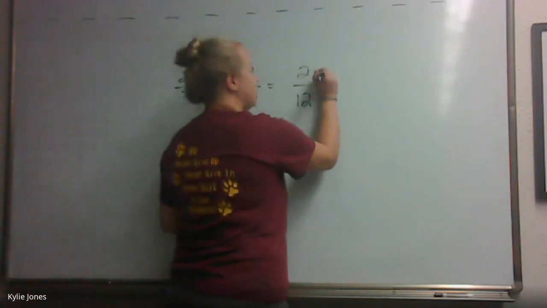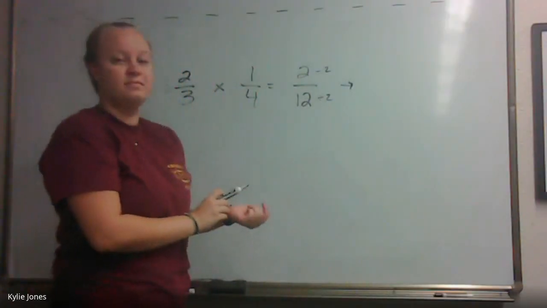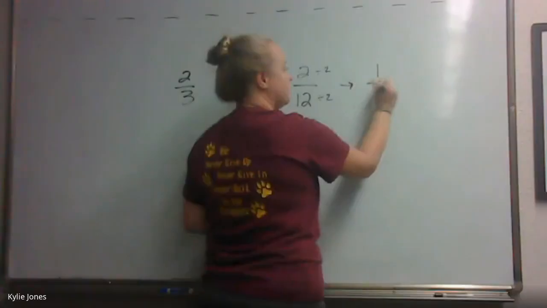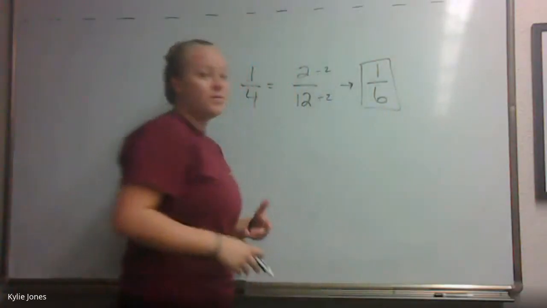So you would divide by 2 on the top and the bottom. What is 2 divided by 2? 1. And then 12 divided by 2 is 6. So we would get 1/6.